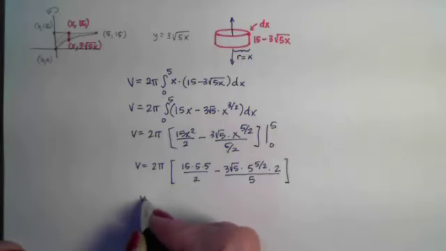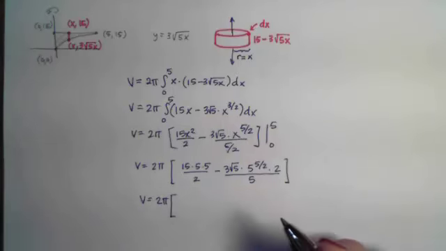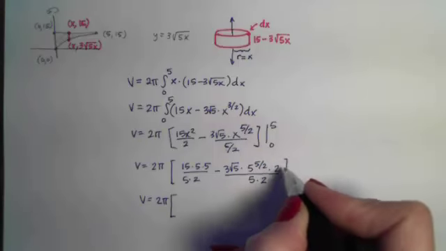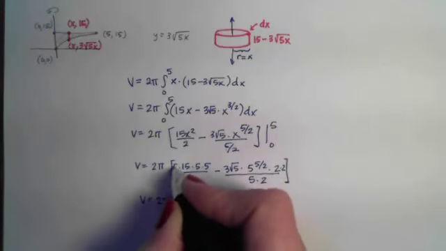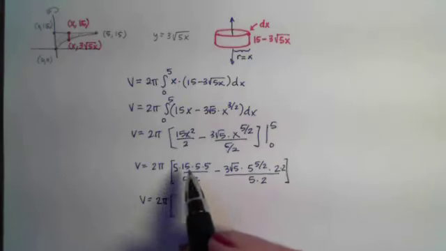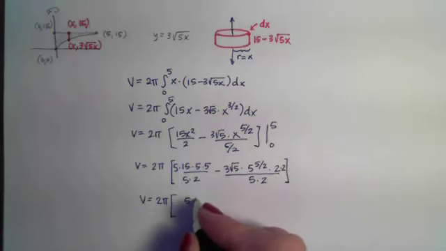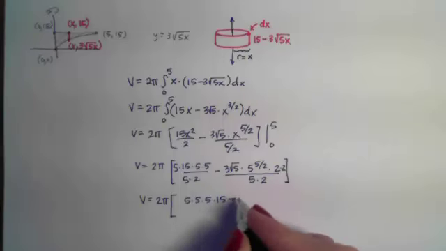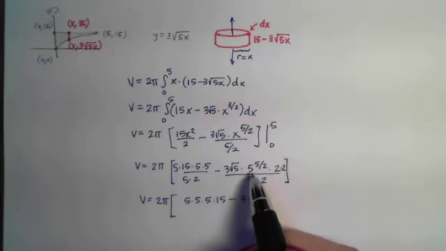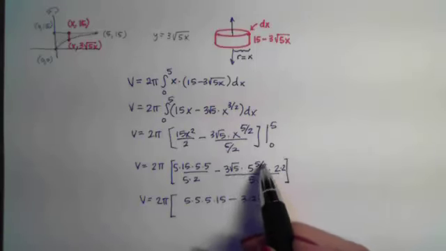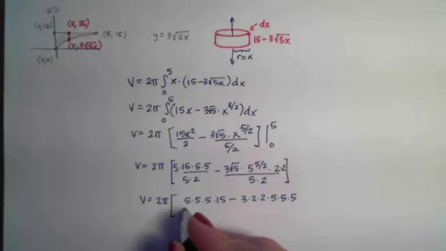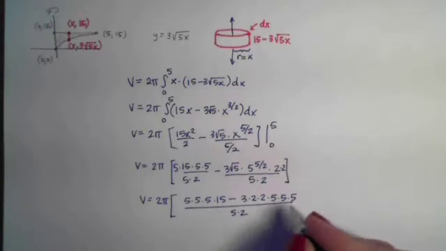So to this point, I need to simplify it. And to get a common denominator, looks like I need a 5 on this one and a 2 on this one. So I got another 2 and another 5. So let's look at what we have here. We have a 5 times 5 times 5 times 15. And then we're going to subtract a 3 times 2 times 2 times 5 to the 1/2 times 5 to the 5/2. That's going to add those exponents. I'll get a 5 cubed. And this is all divided by 5 times 2.